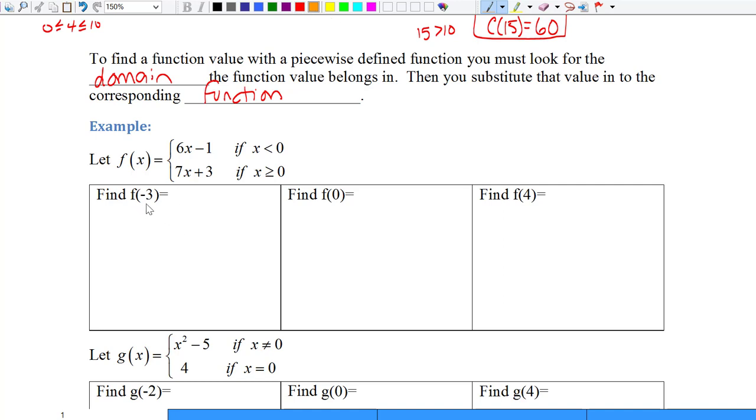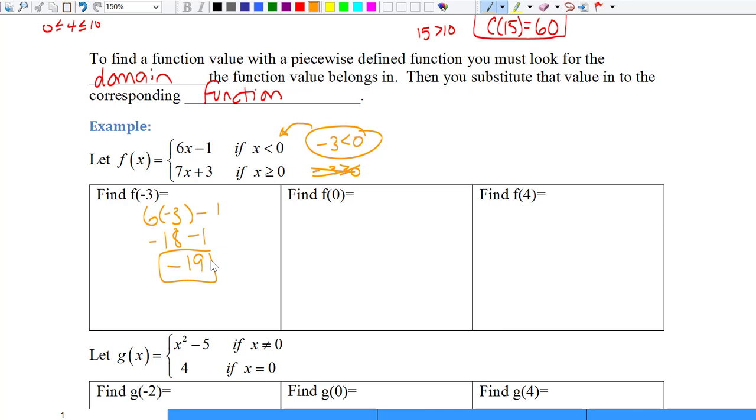So when I'm doing f of negative 3, does negative 3 belong in the first function? Is negative 3 less than 0? Or is negative 3 greater than or equal to 0? Well, it looks like it's the first domain. So I'm looking at the domain first. Once I figure out which domain it belongs in, then I find the function. The function says 6x minus 1. So I have 6 times negative 3 minus 1, which is negative 18 minus 1, or negative 19.